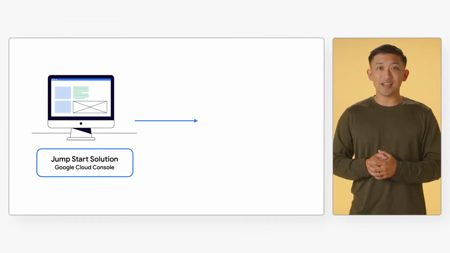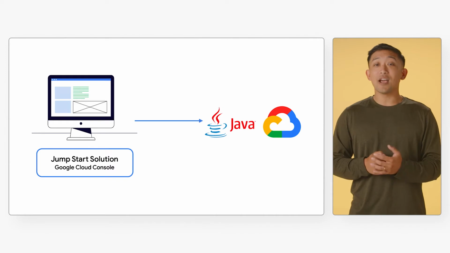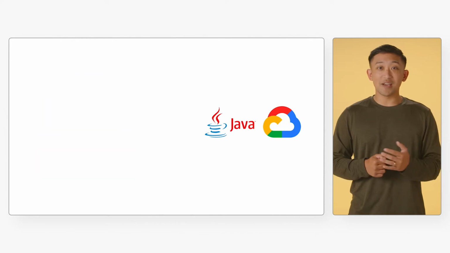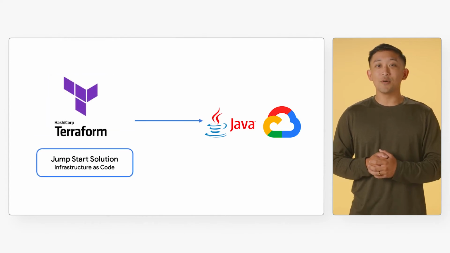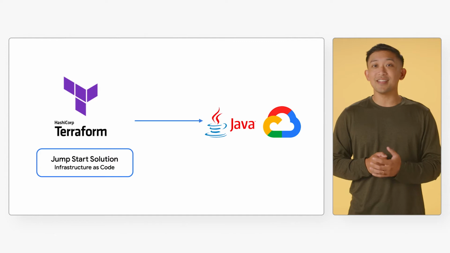Now, if this is your first time hearing of Jumpstart solutions, they are packaged Google Cloud resources that can be quickly deployed directly from the Google Cloud console. If you have desired changes you'd like to make, we've also built the foundation of these solutions in Terraform, which you can pull locally and customize to your heart's content. And while they are not intended for production use out of the box, they do contain patterns that can be adopted as you prepare your Java applications for production in Google Cloud.